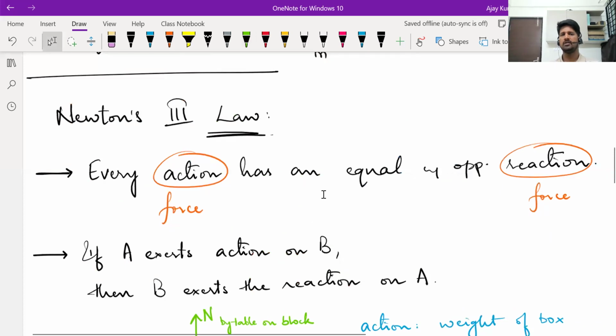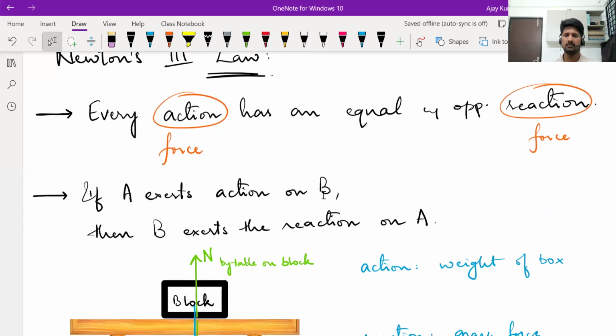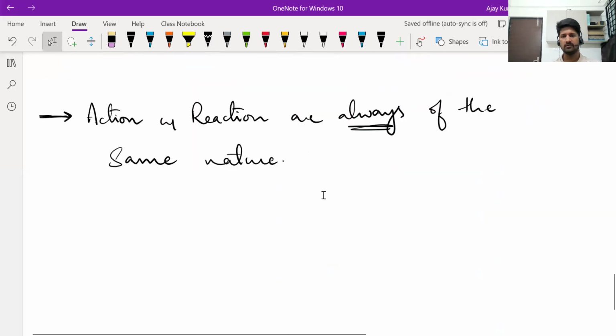So remember these 3 points. The third law states every action has an equal and opposite reaction. When we say action-reaction, we are referring to forces. Next point. If an object A exerts a force on B and you call that the action, then the object B exerts the reaction on A, not on some other object. That will be the reaction. And third point, whatever is the nature of the action force, the same will be the nature of the reaction force.